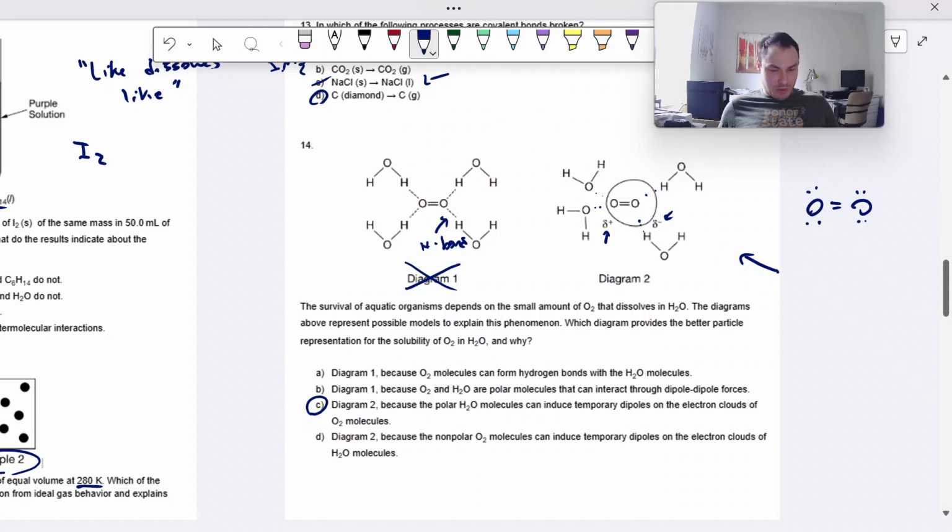D says diagram 2 because the nonpolar O2 molecules can induce temporary dipoles on the electron clouds of the H2O molecules. That's backwards. The H2O molecules, they don't need temporary dipoles. They have permanent dipoles. They have dipole-dipole. It's the oxygen gas that needs to be induced into a dipole because it normally doesn't carry a dipole because it's nonpolar. And that's what a London dispersion force is.